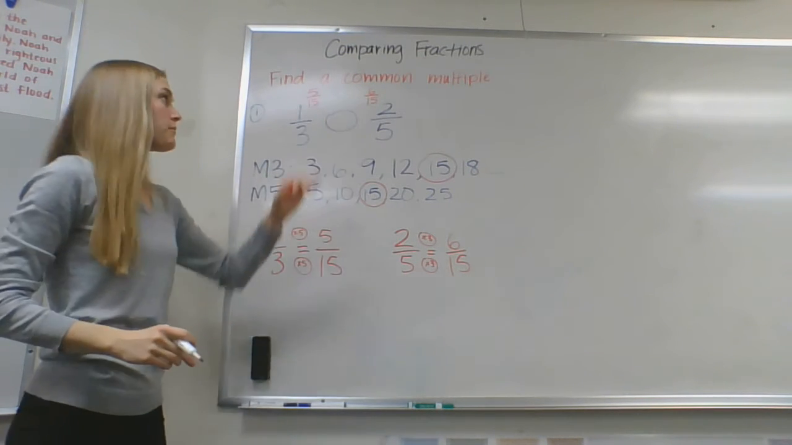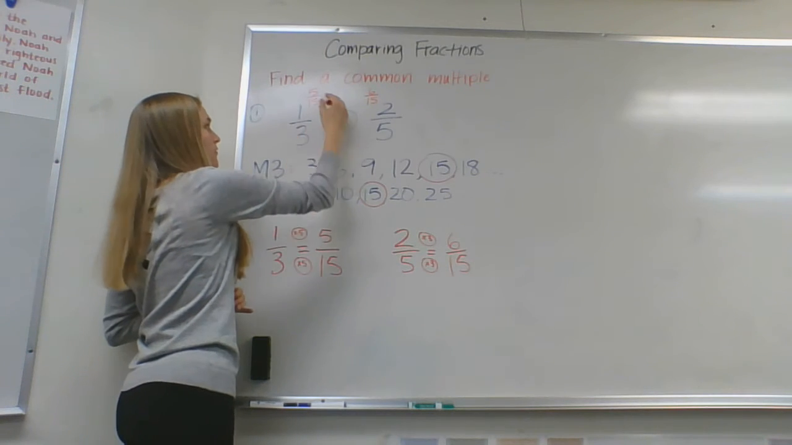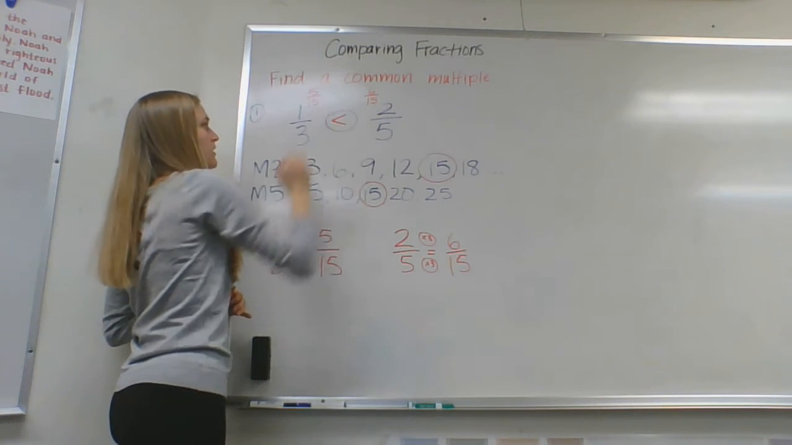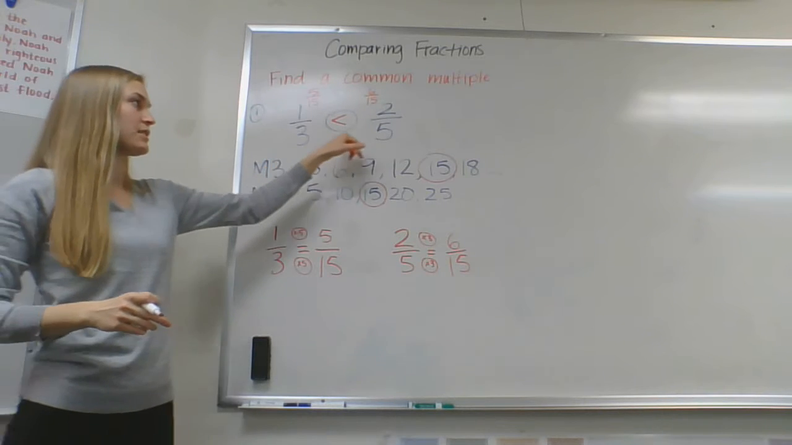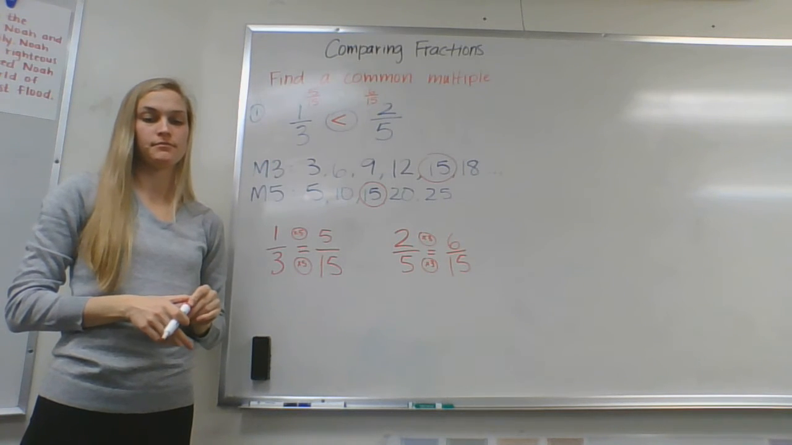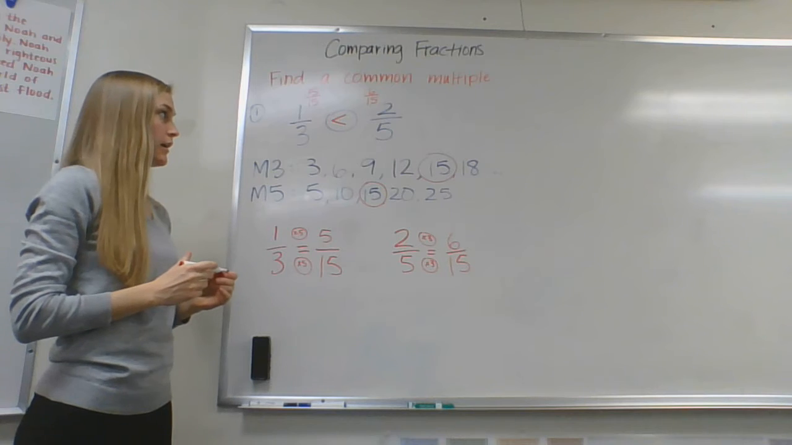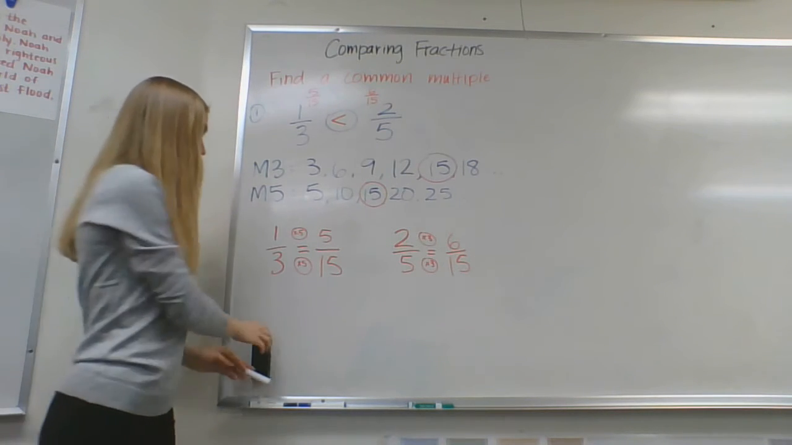We compare the numerators. 5 is less than 6, so 5/15 is less than 6/15. Therefore, 1/3 is less than 2/5. All right, we're going to do 2 more examples.